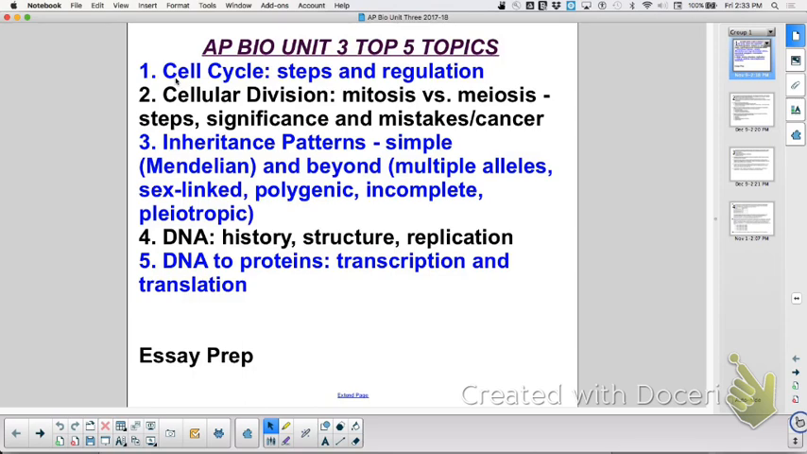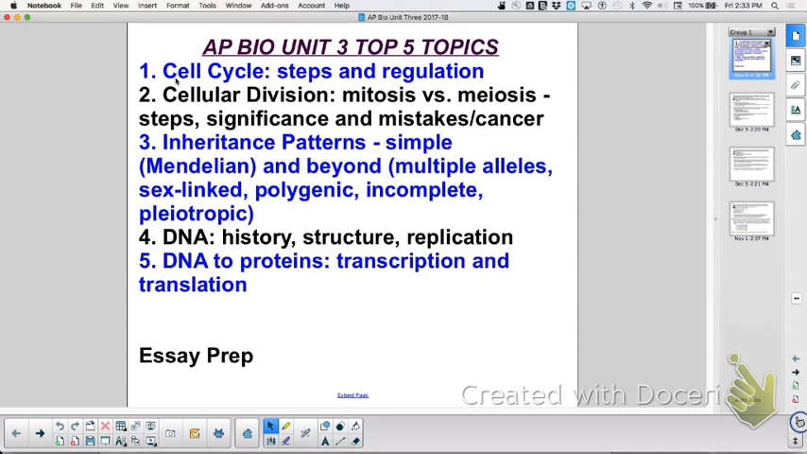All right. So, Unit 3, top 5 topics. The first one is cell cycle, steps, and regulation. When I think cell cycle, I think the bulk of the cell cycle is in what? Interphase. And interphase is broken up into 3 stages. The first one being G1. Second one? G2. Good. So just review a picture of the cell cycle and what happens at each stage.